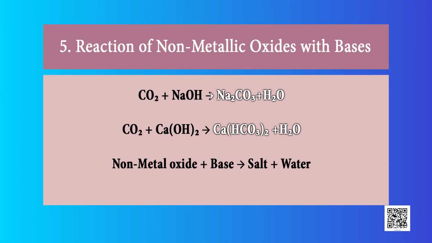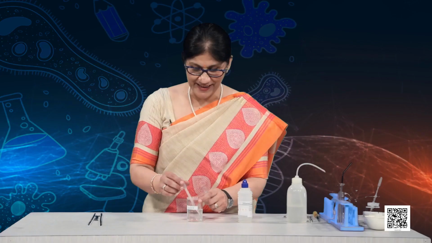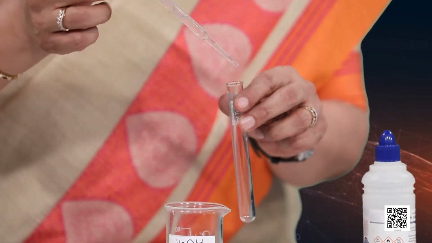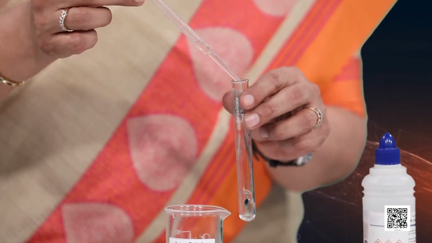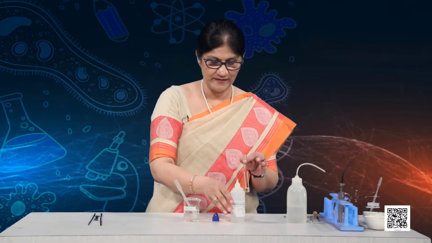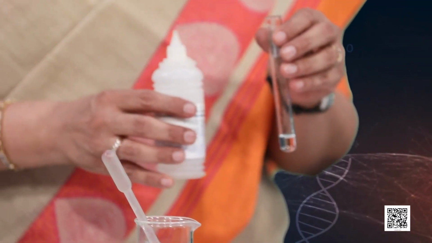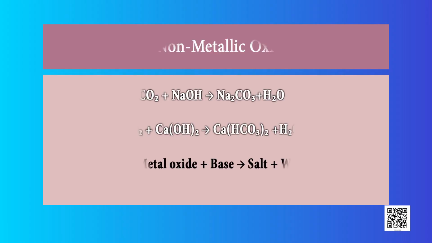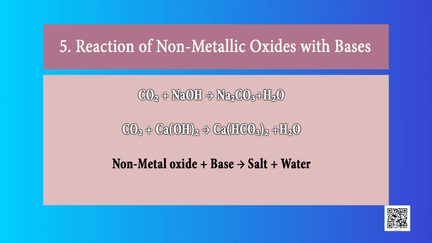Let us do this experimentation, a very quick and easy one. So, let us get started. Here I have the NaOH solution. Let us take it in the test tube. And a drop of phenolphthalein, because my question is how do bases react with non-metallic oxides, or I can say how do non-metallic oxides react with bases.